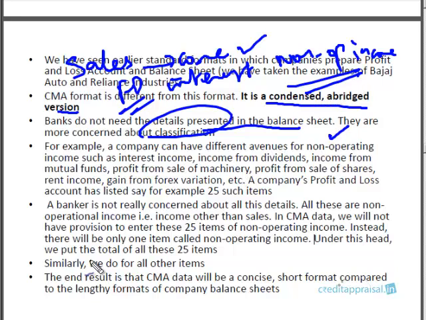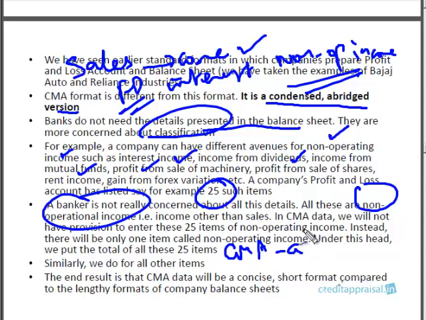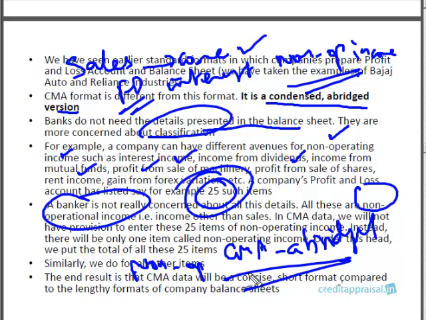So the company can have so many items. For example, take it has 25 such items, like profit from sale of shares, profit from sale of machinery, mutual funds, rent income, gain from forex value variation. So all these incomes, let us say there are 25 such items. But as a banker, you're not worried about the individual breakup. What you consider is only the total of the non-operational income. So in the CMA data, we will not allot space to 25 different items of non-operating income. CMA data is a very abridged and condensed format. It is a very short format. So in it we'll have only one single line for non-operating income. In this line, we add up all the 25 items and put one single figure.